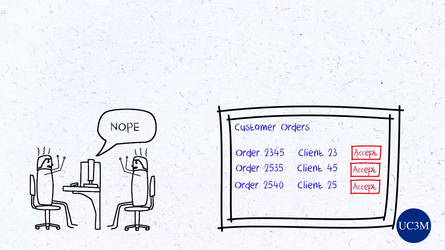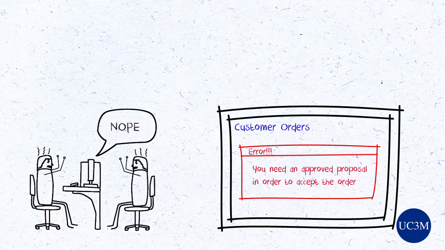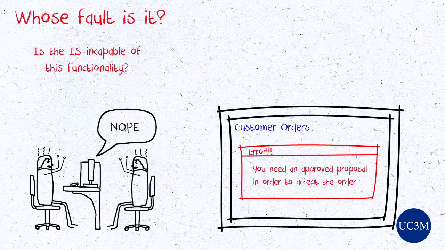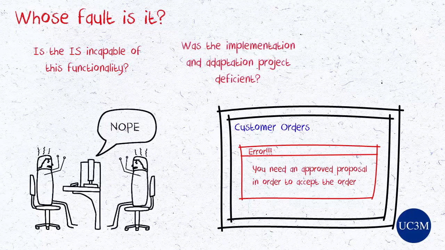Or that we cannot accept an order from a customer until a proposal has been prepared and formally approved. Whose fault is it? Is the information system incapable of this functionality? Was the implementation and adaptation project deficient and thus these important capabilities were overlooked? Or is it a conscious decision by the management that wants to ensure, via the management information system, that this is precisely the way in which business is carried out?